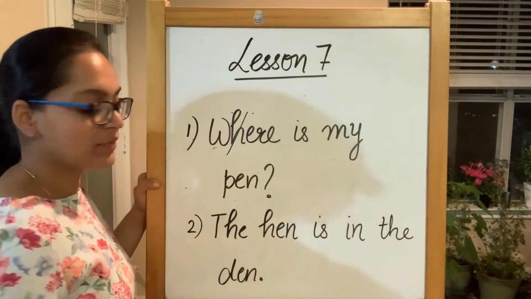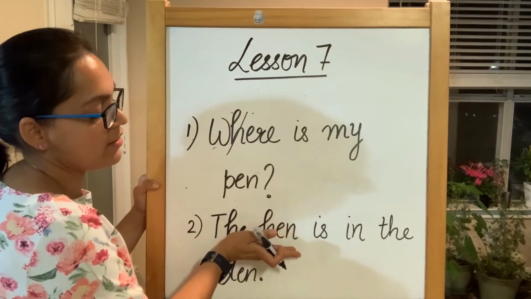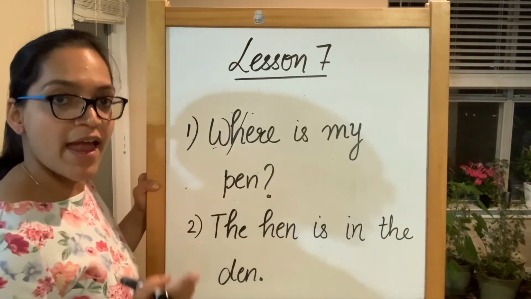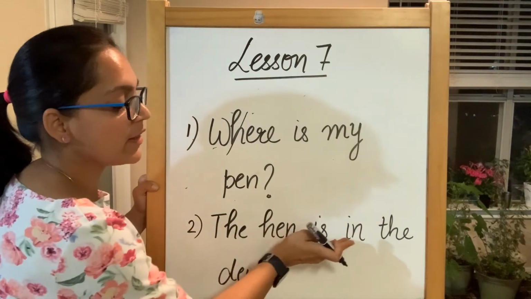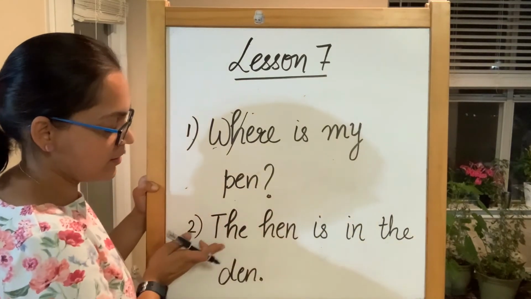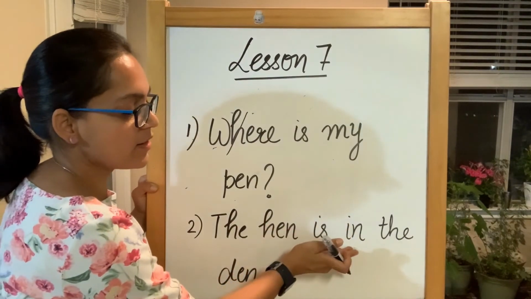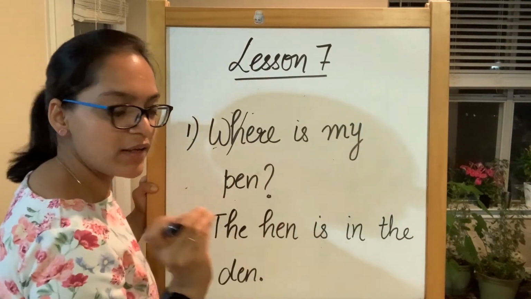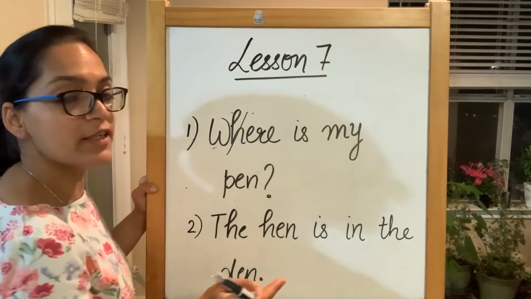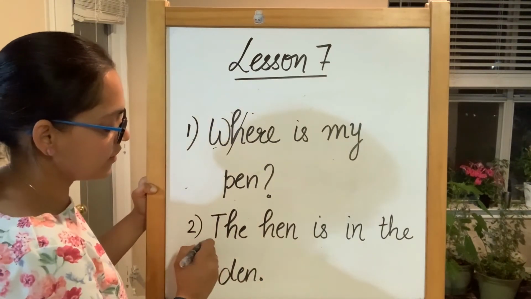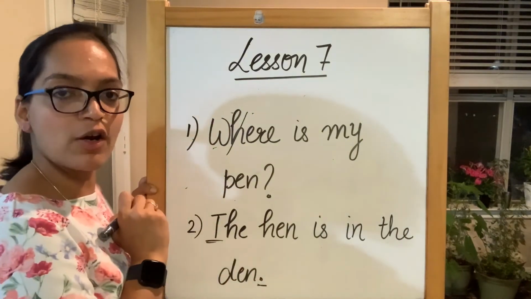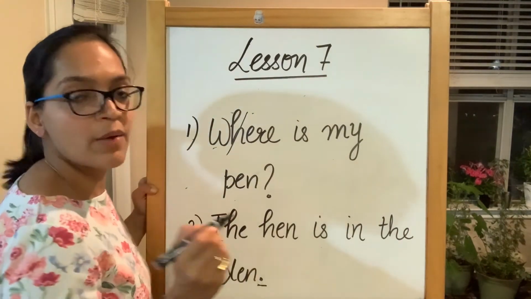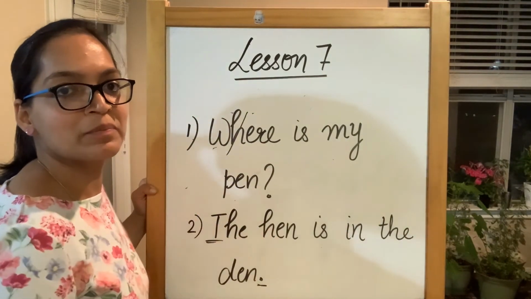Sight word the, hen, H-E-N, hen. The hen is in, the sight word again, den. The sentence starts with a capital and ends with a period. It's not a question mark, it will end in a period, it's a statement.